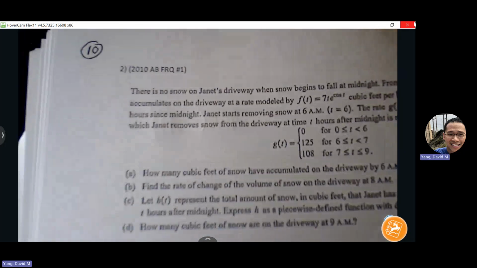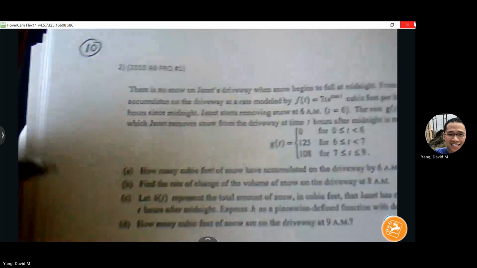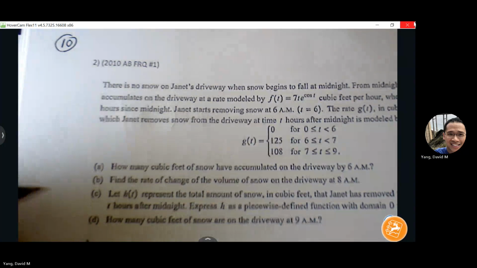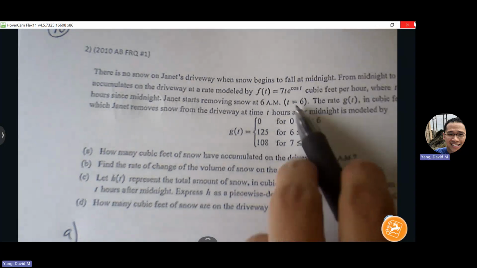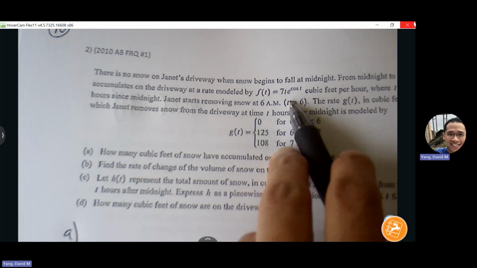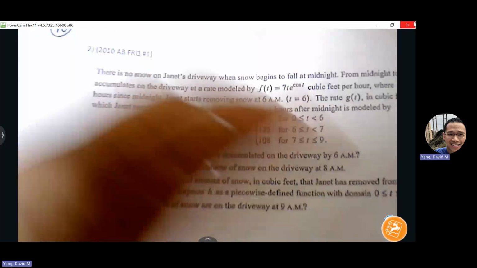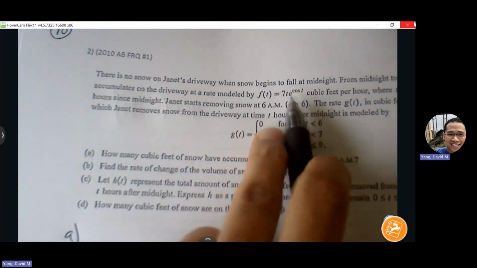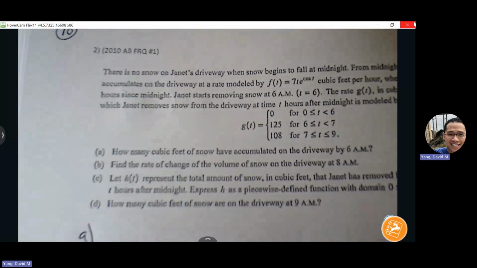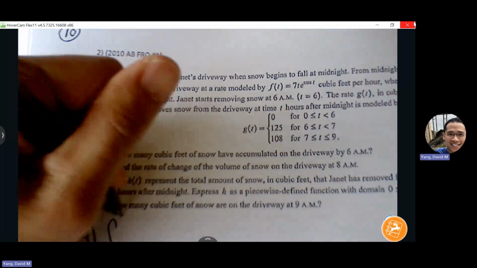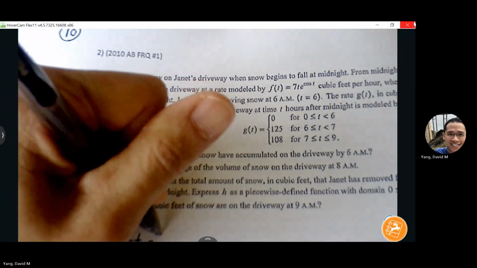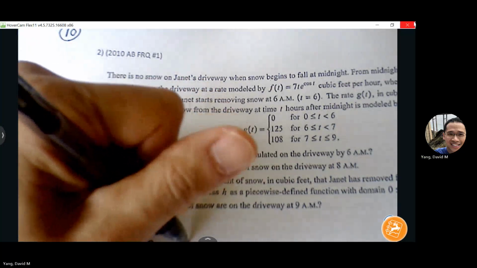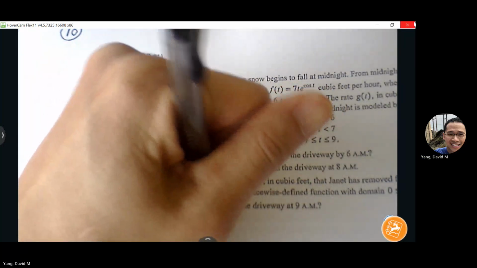How would you set that up for part A? Yeah, take the integral, right? So we'll do the integral from 0 to 6. 0 represents 12 a.m. So we know that this is per hour, so we want to accumulate that over a 6-hour period. Put that in our calculator.